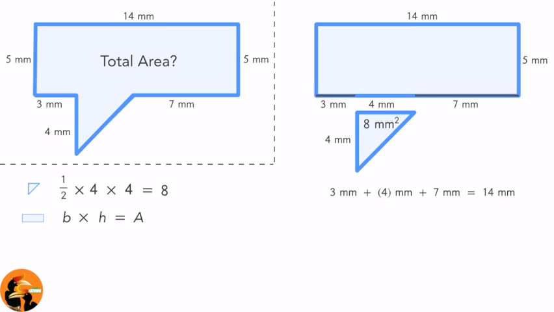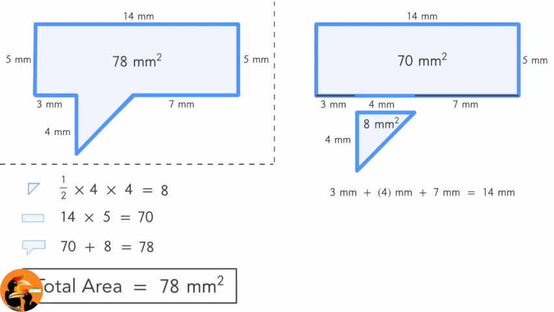What about the rectangle? We'll multiply the base and the height, 14 and 5, to find that the area is 70 square millimeters. Finally, we can find the total area of the chat bubble. 70 plus 8 is 78. Therefore, the total area is 78 square millimeters. Great, let's do one more.